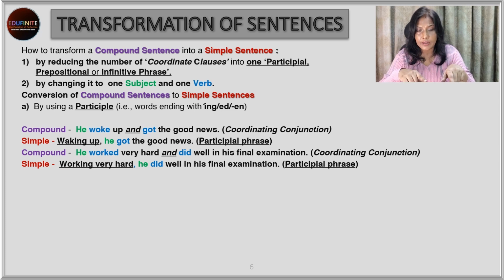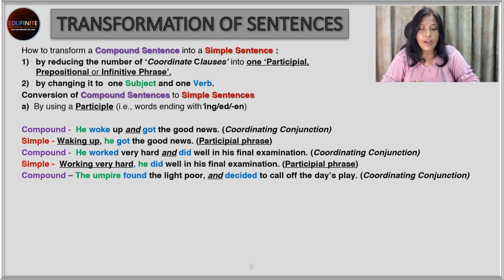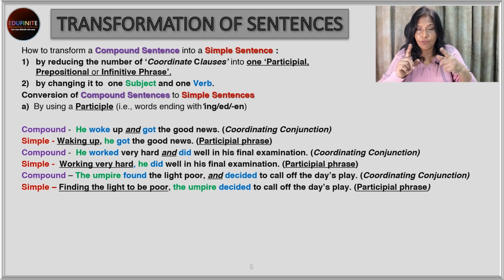We use the participle phrase for it, and then we have one subject and one verb, and that's how it gets transformed into a simple sentence. Next, the umpire found the light poor and he decided to call off the day's play. So again, he decided, he is hidden over here. Now let's see how we turn it into a simple sentence. Finding, again ing, found, find, add ing to it. Finding the light to be poor, the umpire decided to call off the day's play.